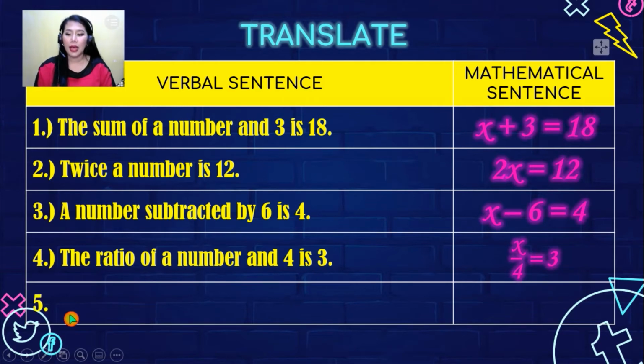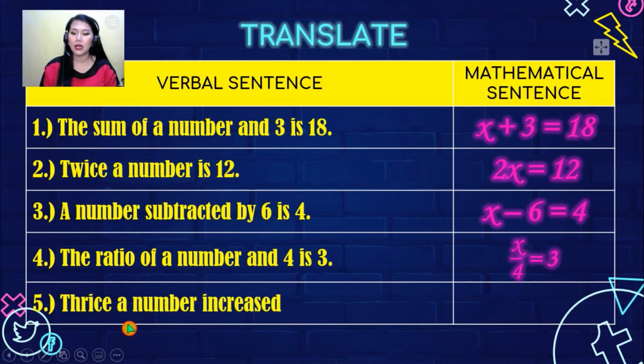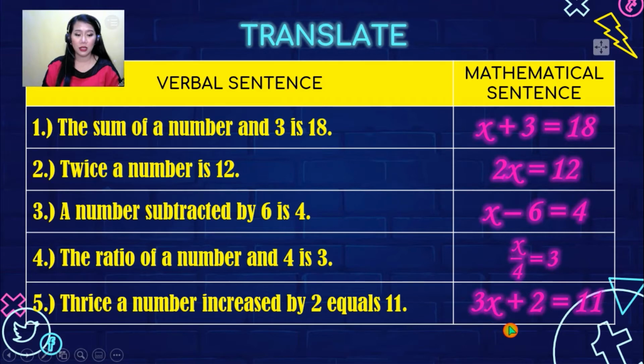Okay? Then, for number 5, thrice a number increased by 2 equals 11. Translating this into its mathematical sentence or equation, thrice means 3 times a number. So, yung 3 daw, i-times lang natin sa unknown number. Gamit tayo ng variable kasi hindi natin alam kung anong number yon. Increased by, ibig sabihin, added by, dinagdagan ng 2 equals 11 daw. So, we're going to have an equation like this: 3x plus 2 equals 11. So, eto na yon, okay?